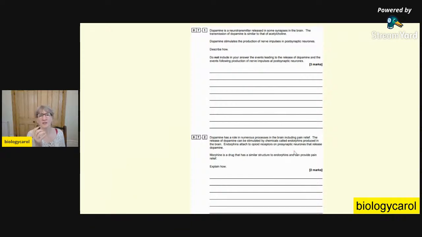Okay, question 7. Let's just see if we can get through this. Dopamine, neurotransmitter released in synapses in the brain, similar to that of acetylcholine. You learn about cholinergic receptors. Dopamine stimulates the production of nerve impulses. Okay, so it basically does the same as acetylcholine. Describe how. Do not include events leading to the release of dopamine and events following the production of the nerve impulse. Okay, so I'm going to make sure I only do what they ask.